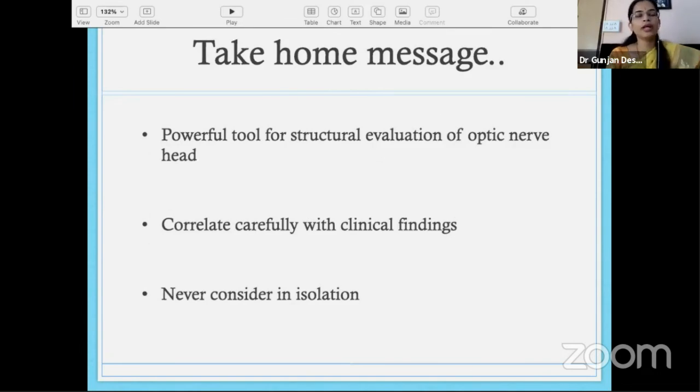Now, just to sum up, I would like to say that the OCT is a very powerful tool for structural evaluation of the optic nerve head, and whatever we see on the OCT should not be taken in isolation. Practically any investigation that we do in glaucoma should never be taken in isolation. Always and always correlate it with the other investigations and with the clinical findings.